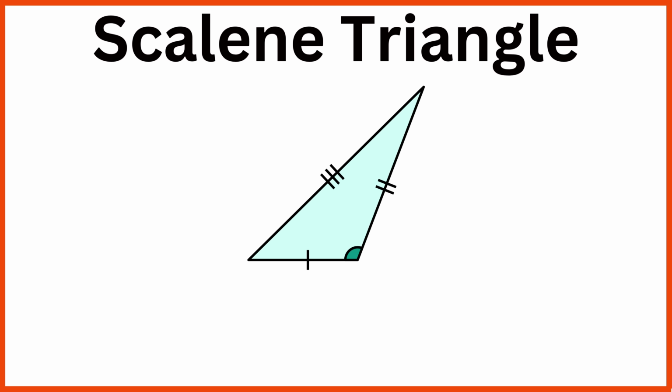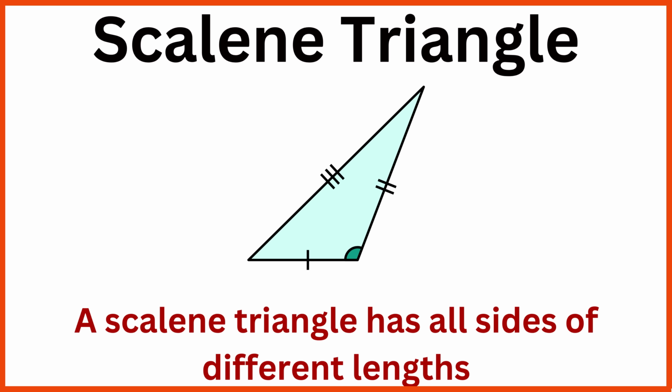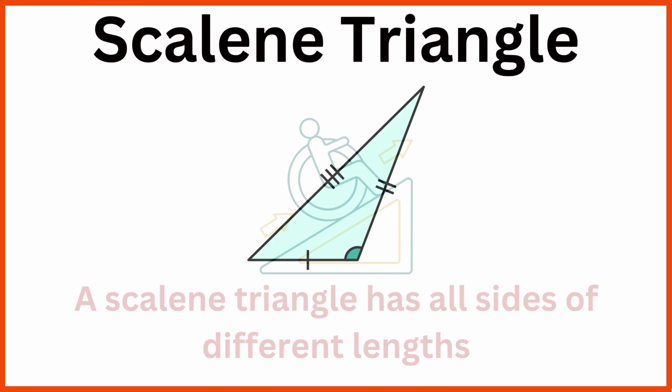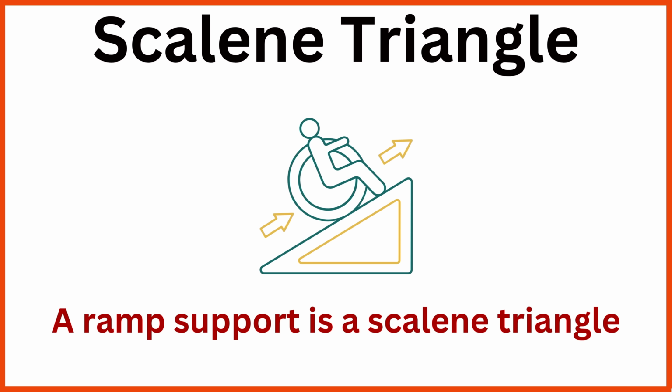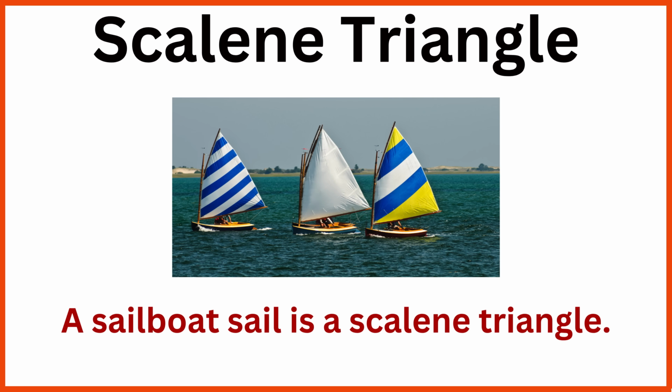Scalene triangle. A scalene triangle has all sides of different lengths. A ramp support is a scalene triangle. A sailboat sail is a scalene triangle.